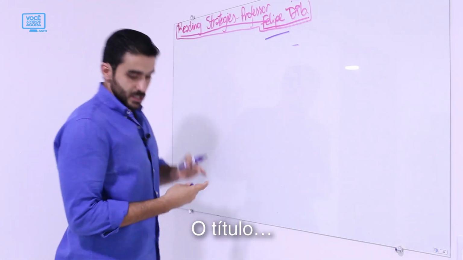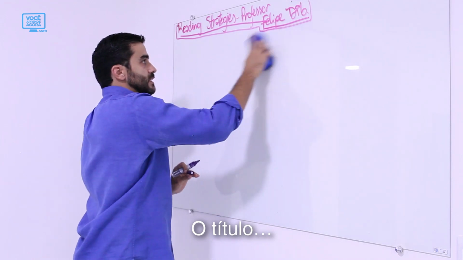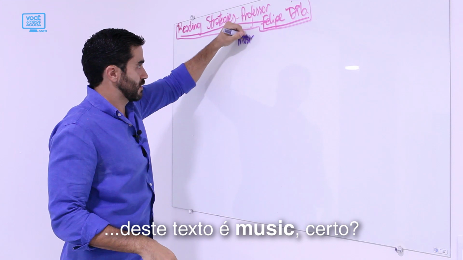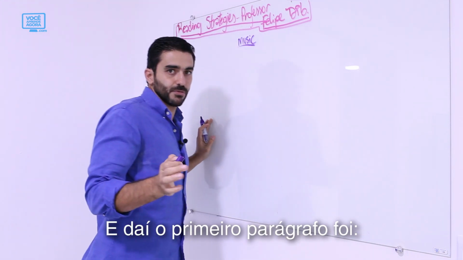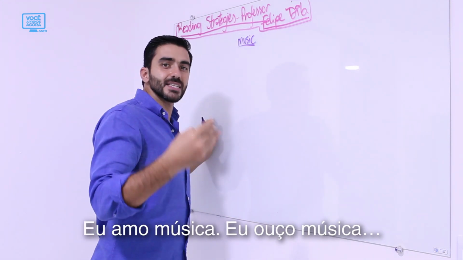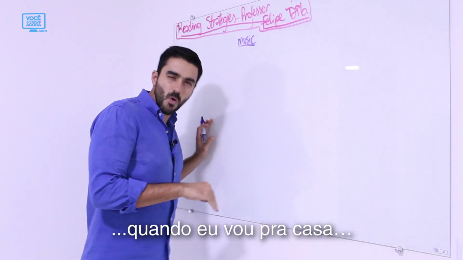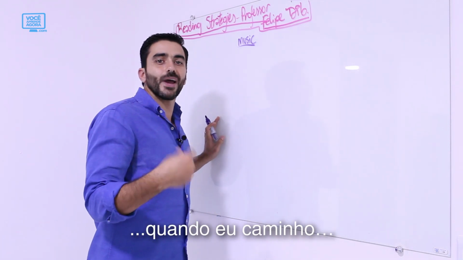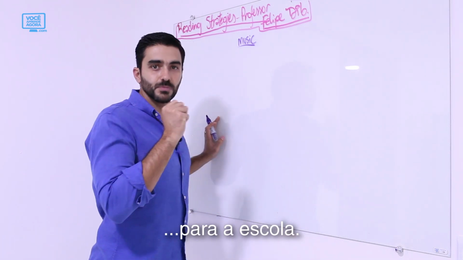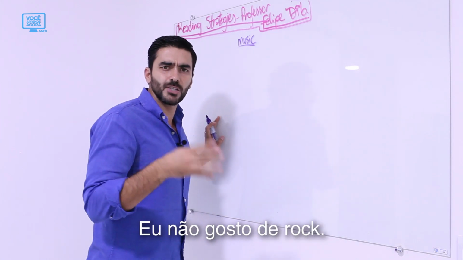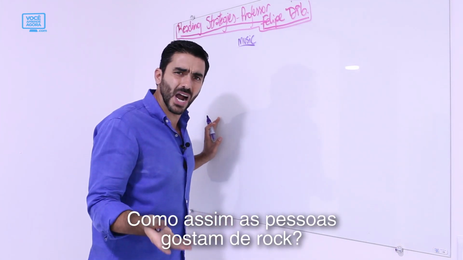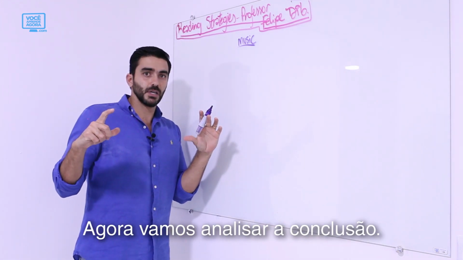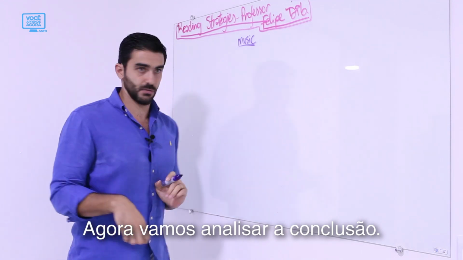The title of this text is music, right? And then the first paragraph was, I love music. I listen to music when I go home, and I also listen to music when I walk to school. I love pop. I don't like rock. How come people like rock? This was the first paragraph. Now let's analyze the conclusion.